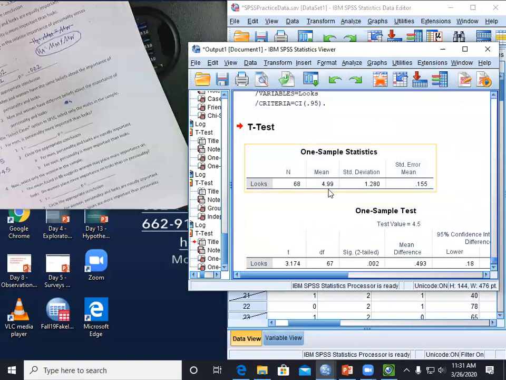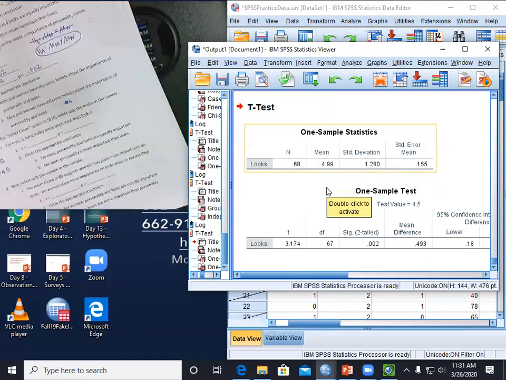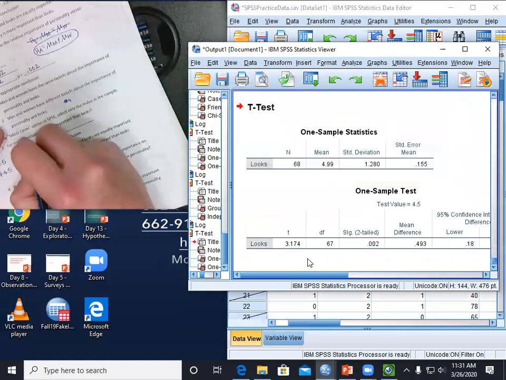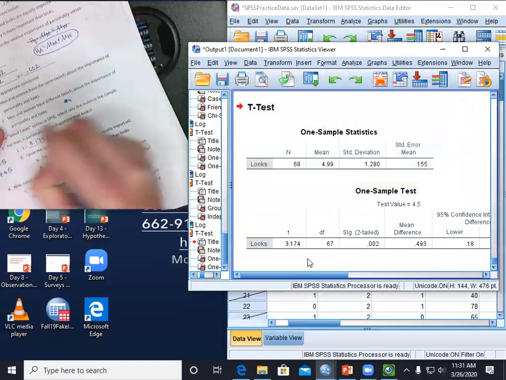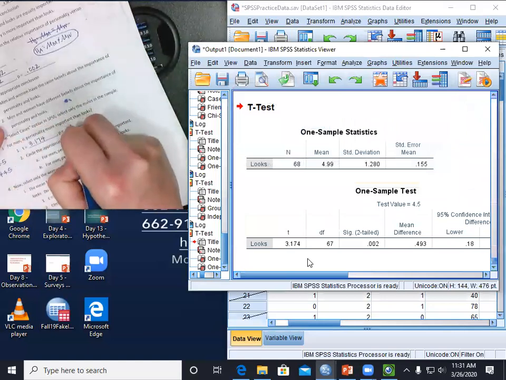We press OK. All right, so we have that same mean, 4.99, that we saw in the previous number. And now we're testing, is that 4.99 significantly greater than 4.5? We look for our t-statistic, which is 3.174, and our p-value, which is 0.002.